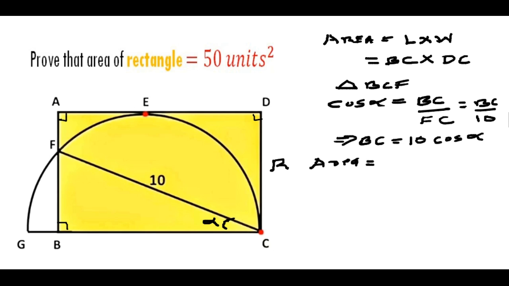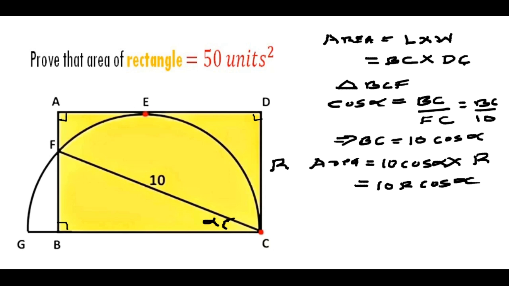So when we now substitute, what is the area? The area is BC, which we found is 10 cos alpha, times DC, which we found to be the radius of the semicircle R. So we found the area is 10R cos alpha. So what we need to get is this cos alpha.